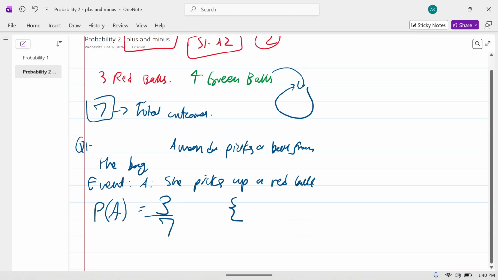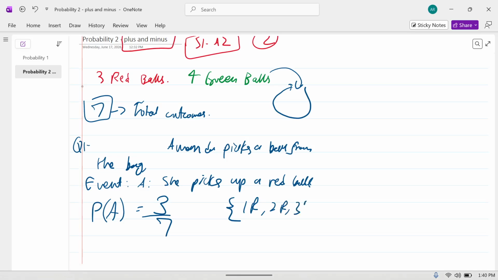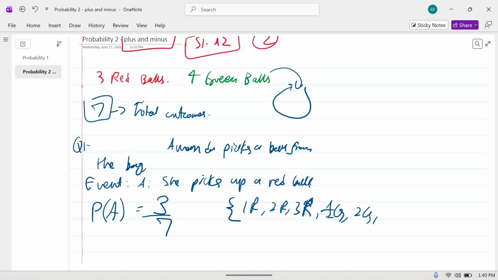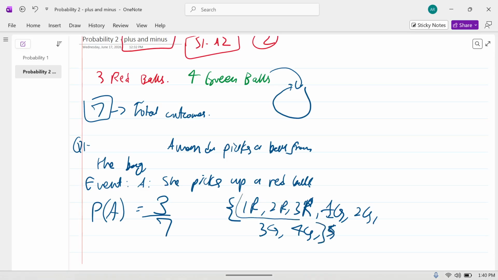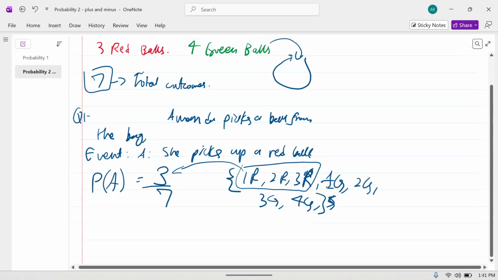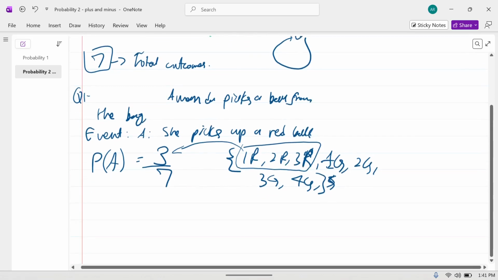If I was to do it this way, you've got the first red ball, the second red ball, the third red ball, right? And then you've got four green balls. So I can say 1G, 2G, 3G, 4G. Now look, how many favorable outcomes are there? Three of them. So it goes here in the numerator, and the total outcomes would be seven, so I wrote it here. This is the simple probability thing that we normally do, right?